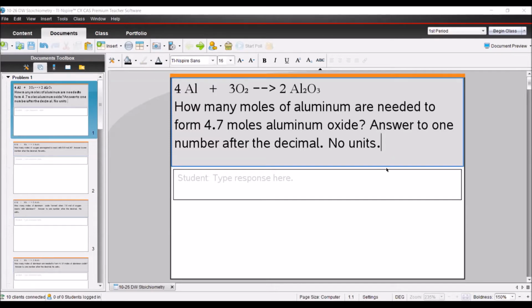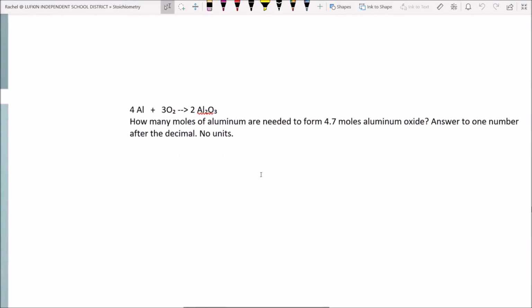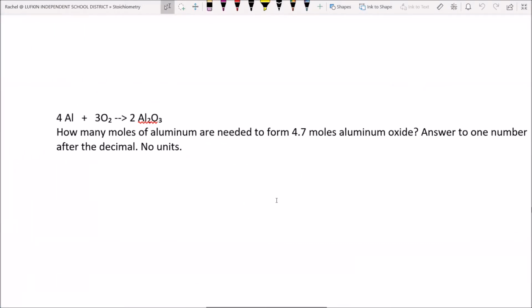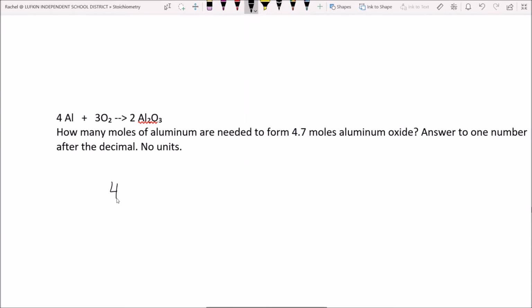All right, so I just copied it over here so that I can work through it. So what do you always do if you don't know what to do? What do you always know that you do first? Set up the equation. Yes, you write down what was given first, even if you don't know anything else, right? So what was given? Okay, so we got 4.7 moles, and then which one of those was aluminum oxide?